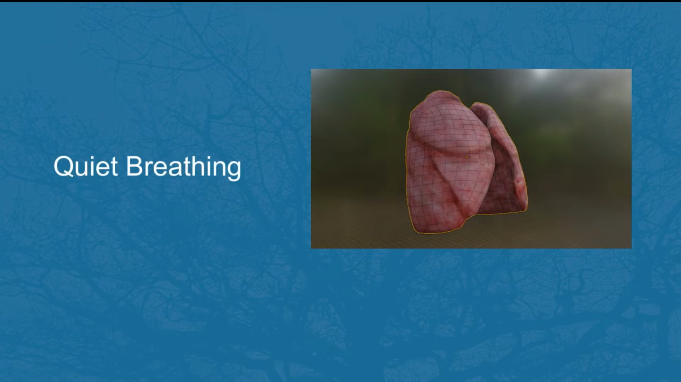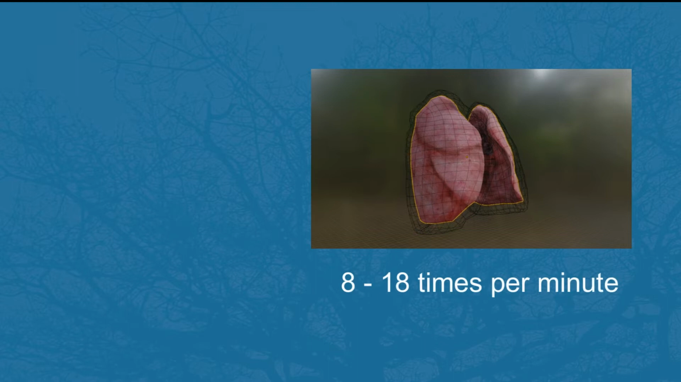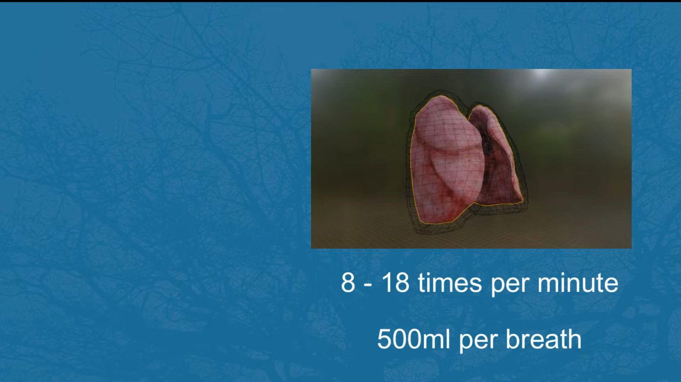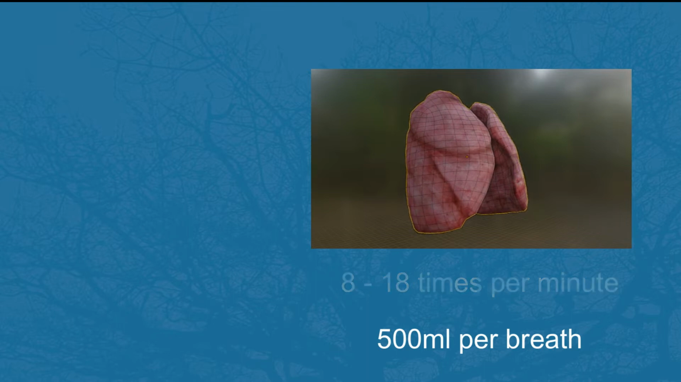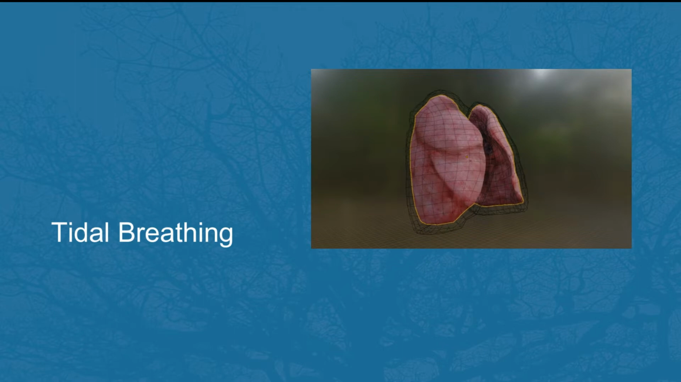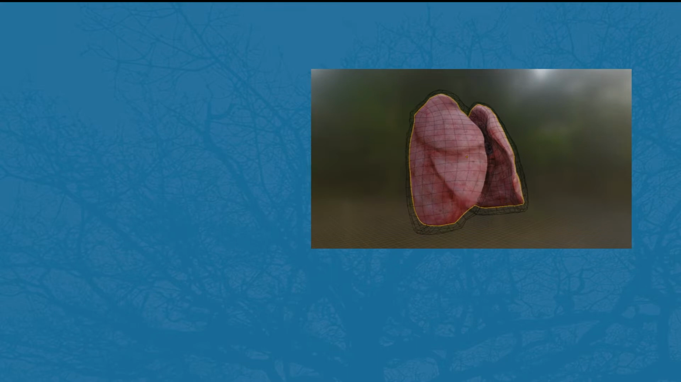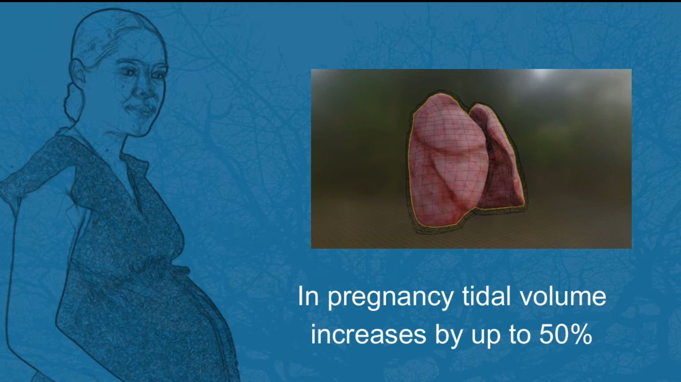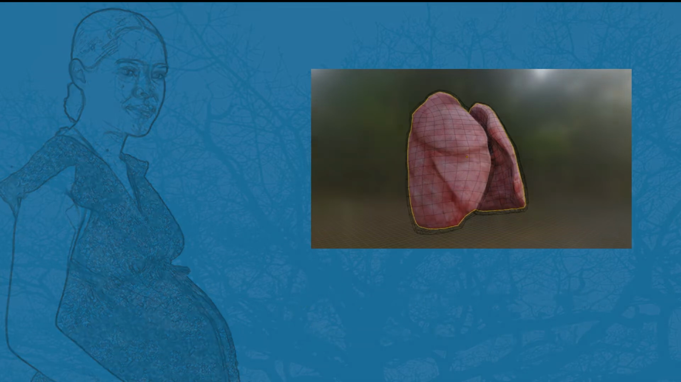When we're relaxed, adults breathe in and out approximately 8 to 18 times per minute, and each breath contains about 500 millilitres of air. This is also known as tidal breathing. Sometimes the tidal volume needs to increase, for example, if we exercise. In pregnancy, the tidal volume increases by up to 50% because growing a baby needs more oxygen breathed in and more carbon dioxide is made that needs to be breathed out. This mechanical act of the air being drawn in and out of the lungs is ventilation.